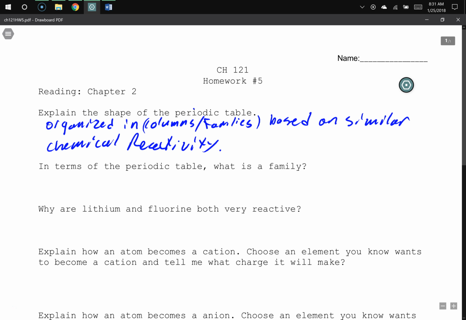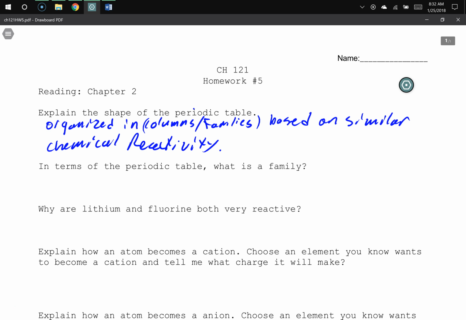So organized based off of columns or families, based on similar chemical reactivity. You shouldn't say anything about electrons here. Why? Say it one more time.